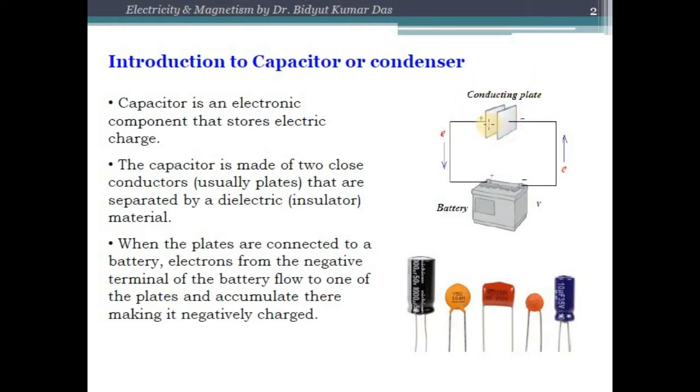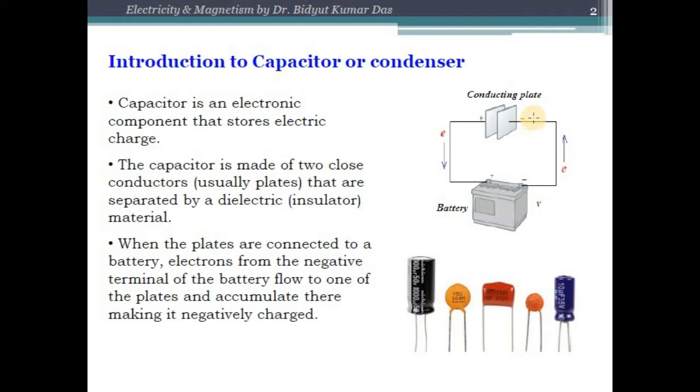These are two metal plates which are situated very close to each other, and in between these metal plates there might be air or any dielectric material. When this capacitor is connected to the positive and negative terminals of a battery, what will happen?